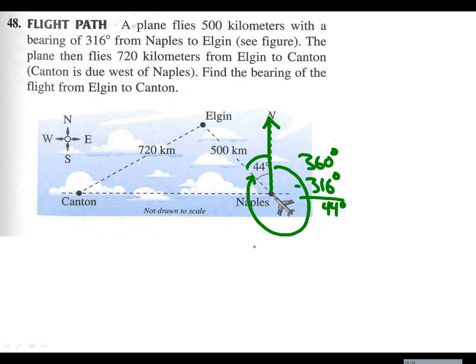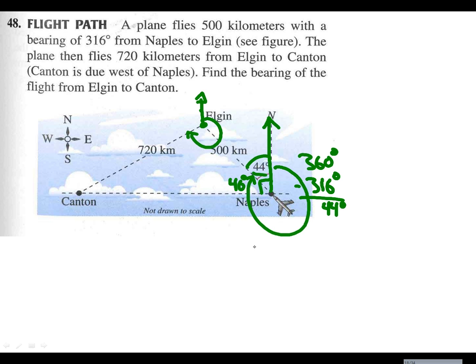So remember, bearing always starts at north and then spins towards the east to come all the way around. So we want to find the bearing from Elgin to Canton. So from this dot, pointing north, what is it to spin all the way around to that line? Well, let's figure out a few things. First of all, we know that this angle in here is going to be 46 because it makes a right angle. 90 minus 44 is 46.